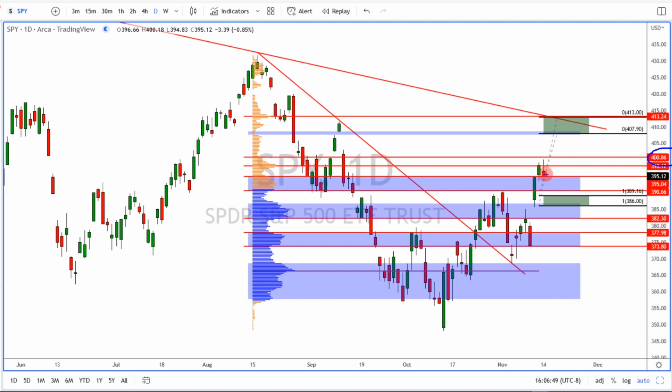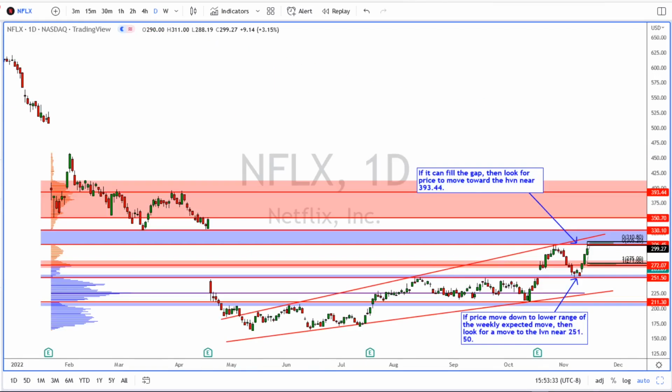So for tomorrow, we'll see whether the SPY will come down into this high volume area. And if it does, then look for the possibility of a move down into this lower range of the expected move between 389 and 386 and see how this will hold up. And if it doesn't hold up, then we'll be looking at a move toward 382.30. Take a look at Netflix here. Netflix, the expected range, the upper range for this week is 310.80 and 305.20. And the lower range is somewhere between 225 and 221.